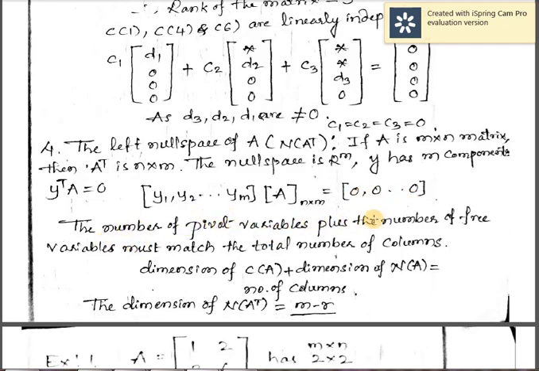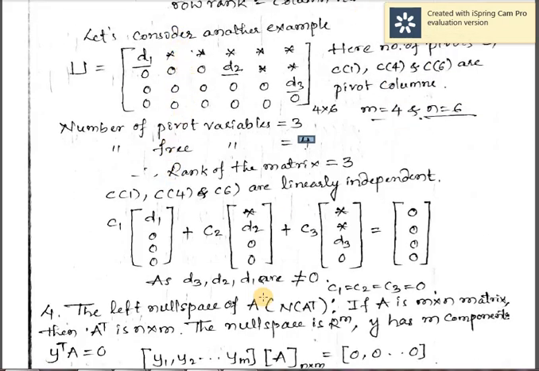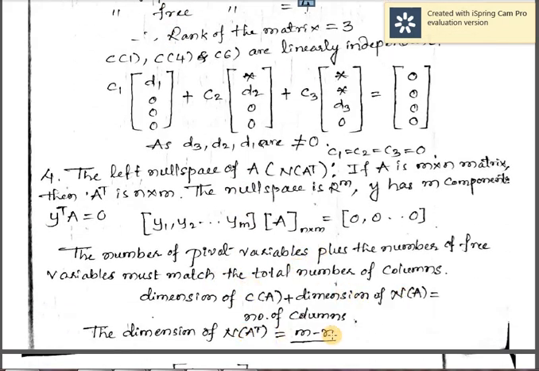The number of pivot variables plus the number of free variables must match. If the number of pivot variables is 2 and the dimension of the null space is 2, the number of columns has to be 4. So the same it is, the dimension of C of A is nothing but 3 here. Dimension of N of A is 3, the number of columns is 6 for this example, and for A it would be 2 plus 2, which is equal to 4.